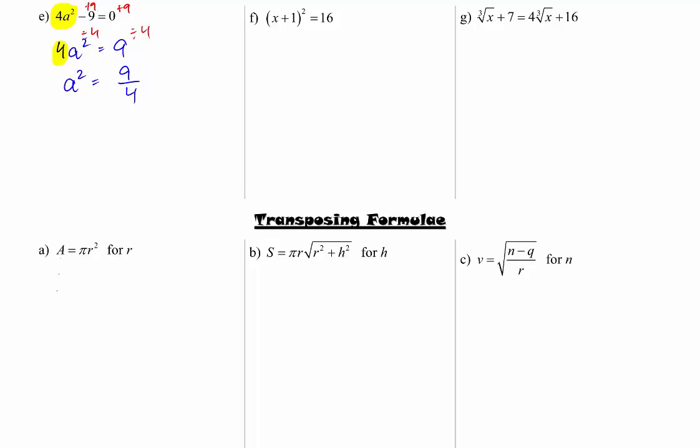I now have to get rid of my power. So I'm going to put both sides to the reciprocal, which is 1 over 2. So that means a equals, this one's straightforward because the power of a half is a square root, so you can just think it's the square root of 9 over 4, which is 3 over 2.